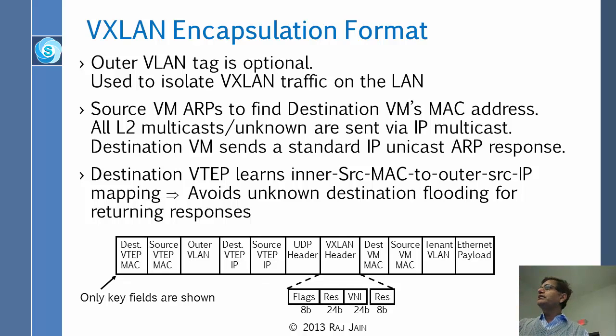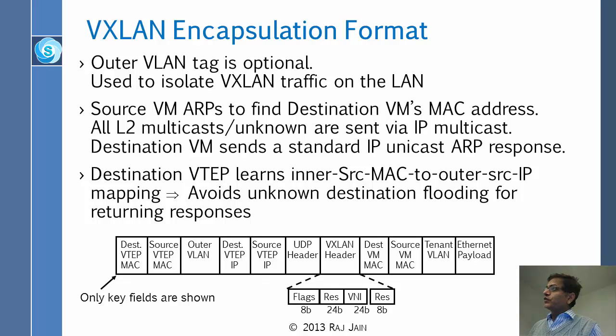Okay, that is where you need those three tunnels which are not shown here, which are multicast tunnels, IP multicast tunnels. So that is this point. Now destination VM sends a standard IP unicast ARP response. When the destination sees it, they say, oh yeah, my address is such and such, and it sends a unicast packet, which is a standard practice. The requests are multicast, the responses are unicast, because they don't want to tell everybody, the whole world, that this is the response.